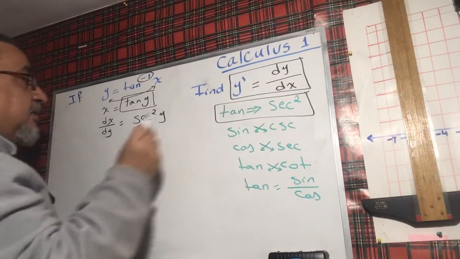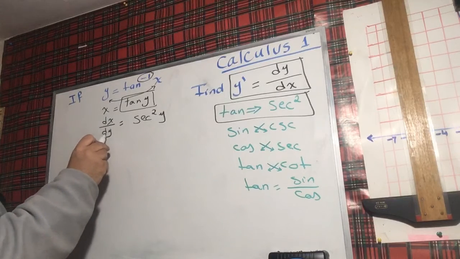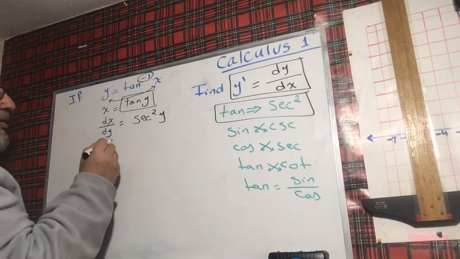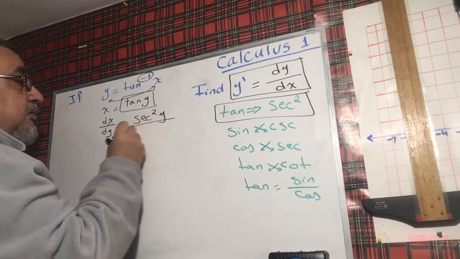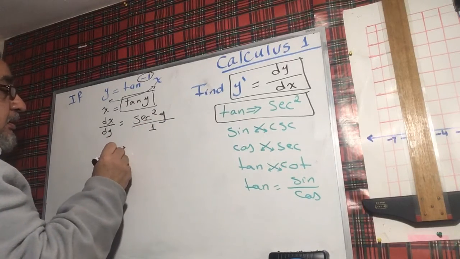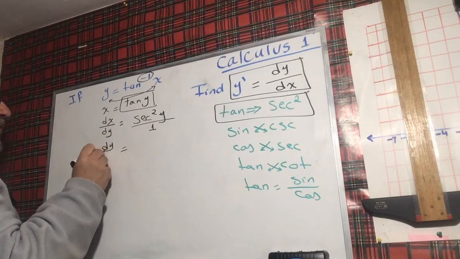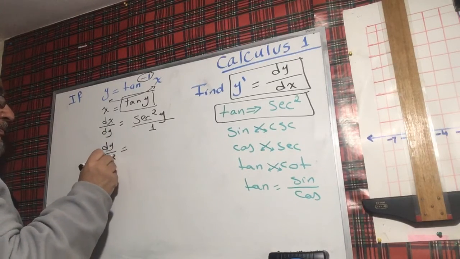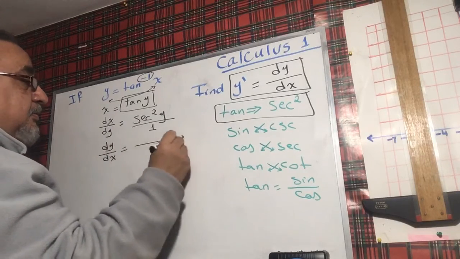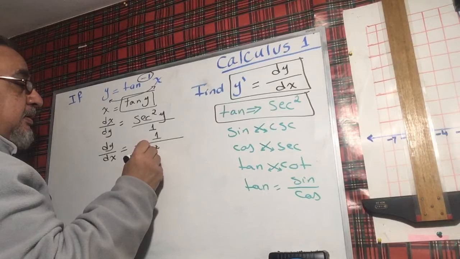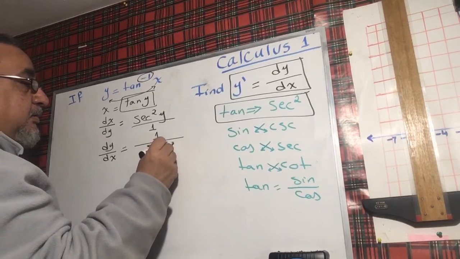We have dy/dx and we have dx/dy, so we can flip this side and flip this side. I can write this as over 1. dx/dy we can flip, so it becomes dy/dx, and flip this side, so it becomes 1 over secant squared of y.